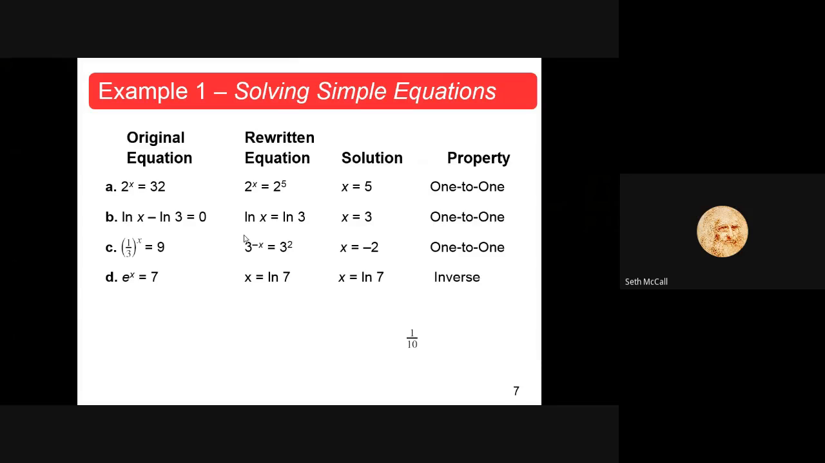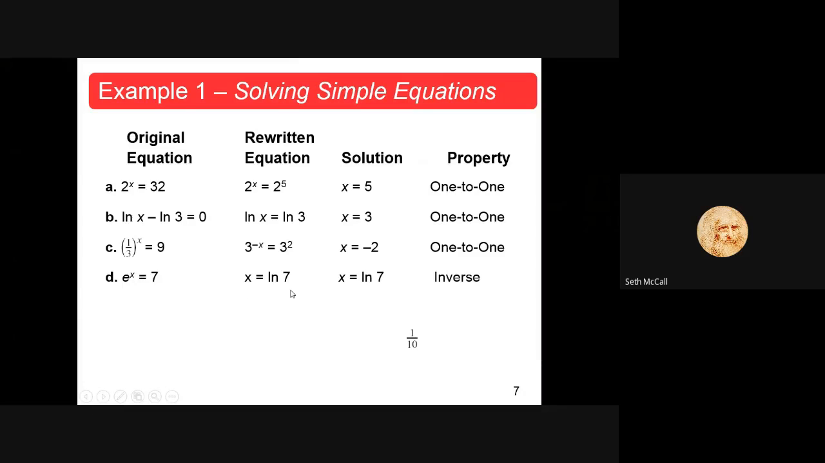All right, so for the next part D, you can see we have e to the x equals 7. This one's a little tricky because it is not using the one-to-one property, it's actually going to use the inverse property. So what you can see is we have this exponent, we have e to the x, and it equals a number. Anytime the variable is in the exponent position, you automatically should think in your head, we need to take this from exponential form and put it into logarithmic form.